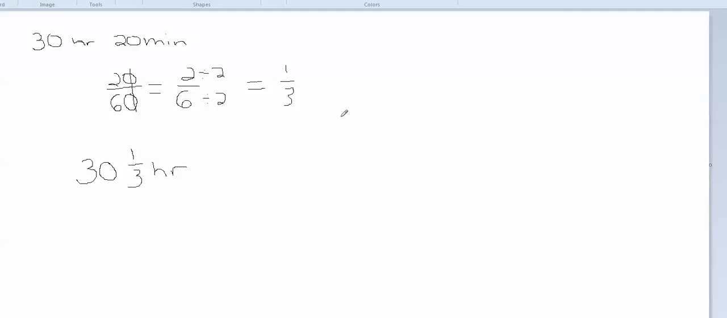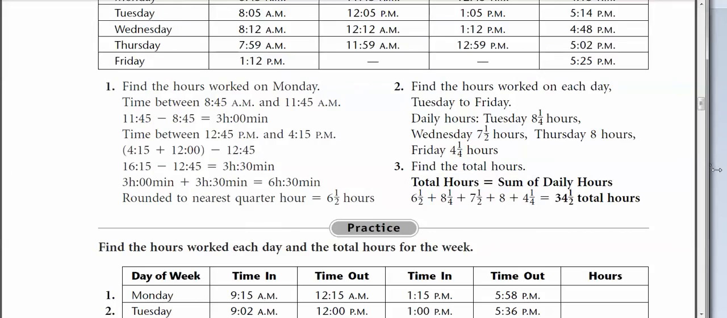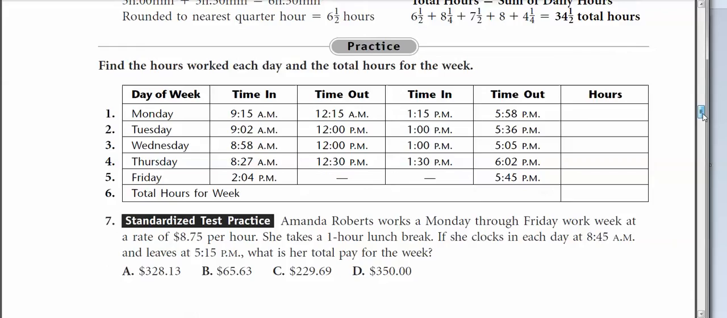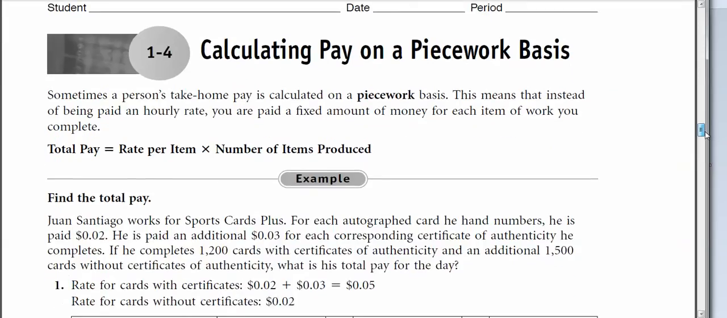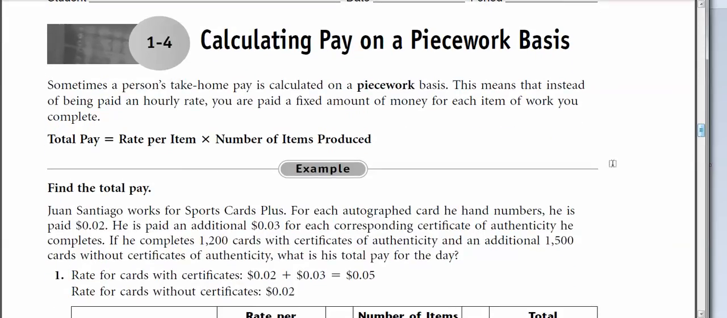That way I can actually use calculations with that number. And the reason they stick with the quarter hours is actually because it's easier to calculate. Okay, so let me go back to my document. Right, so that's calculating your hours. Here's your practice. You have 7 questions. All right, so then we go into 1-4.